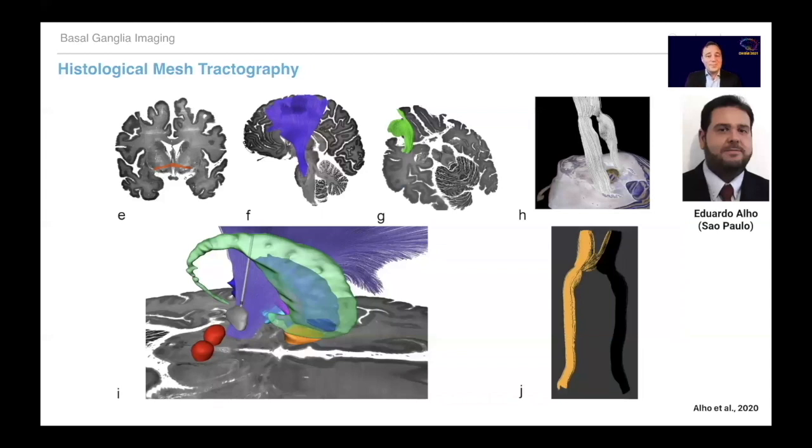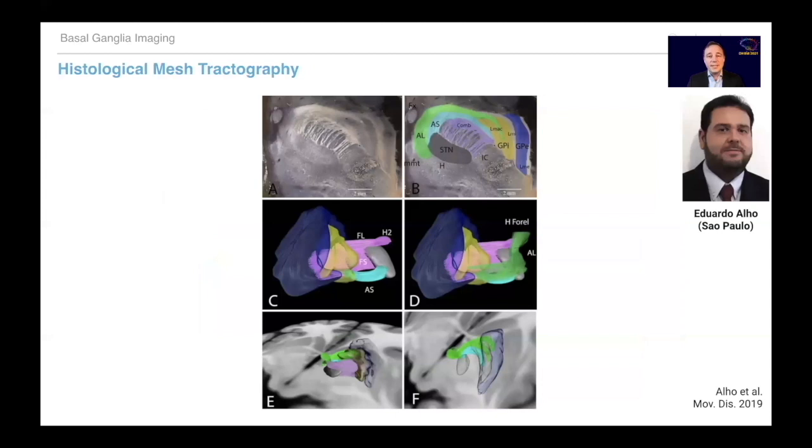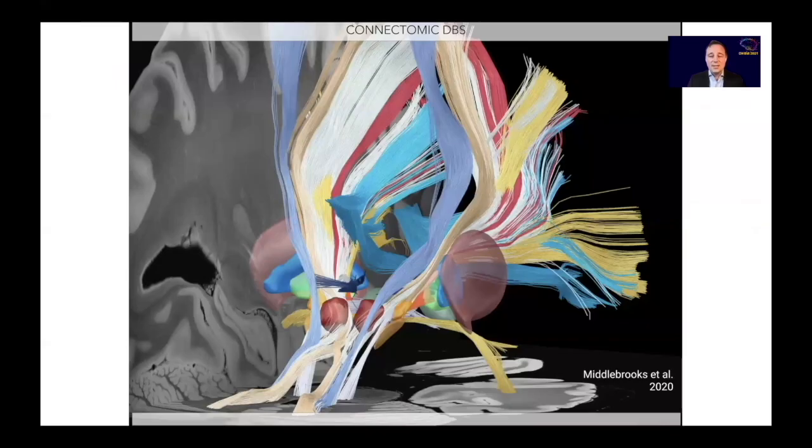Another option to define white matter tracts in the basal ganglia region is histological mesh tractography, also introduced by Eduardo Alho. He used that method on histology to study very thin, small bundles between, let's say, the subthalamic nucleus and the pallidum. Of course, we can also use diffusion MRI, but we have to be really meticulous about it, a bit like Erik Middlebrooks did here, to manually define and trace these a priori known tracts. That's yet another atlas that's openly available within LeadDBS. So you can use that to augment what you can see in the individual patient.